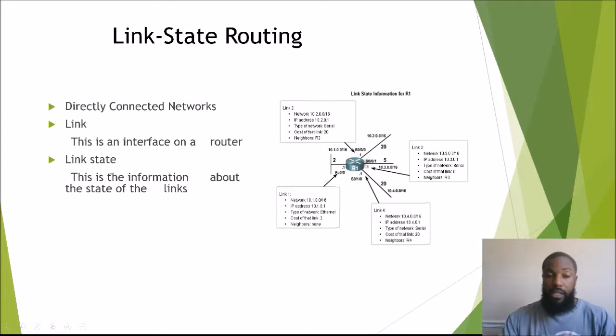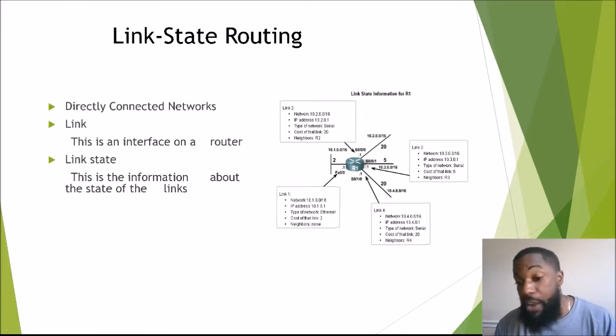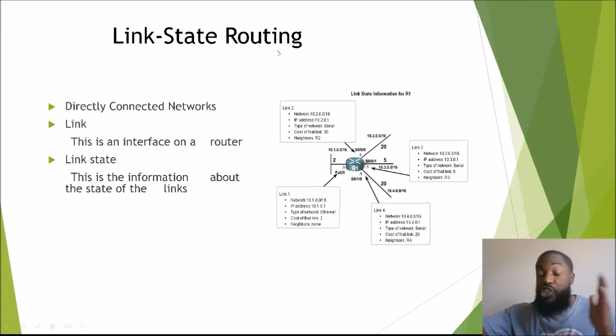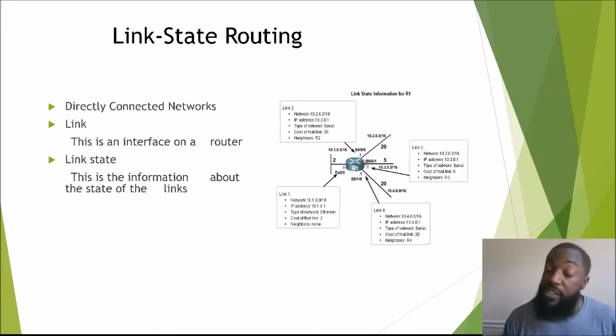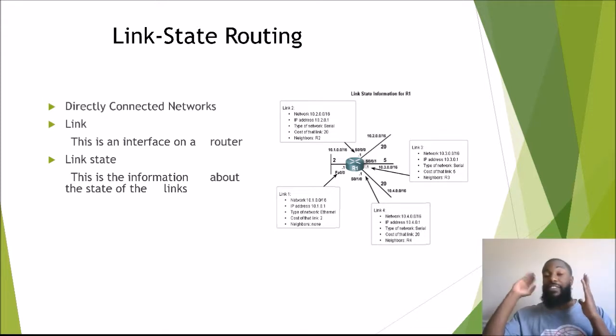The link state, this is the information about the state of the links. So let's say we got this link down here, right? That link could be down, could be up, it could have low bandwidth, it could be whatever its condition is, that is the link state. Now that's why we call it link state routing, because we use the condition of these roads to figure out which way to go, the best way to go. Distance vector doesn't do that. What does it do? It determines the best way to go by counting the least amount of hops.